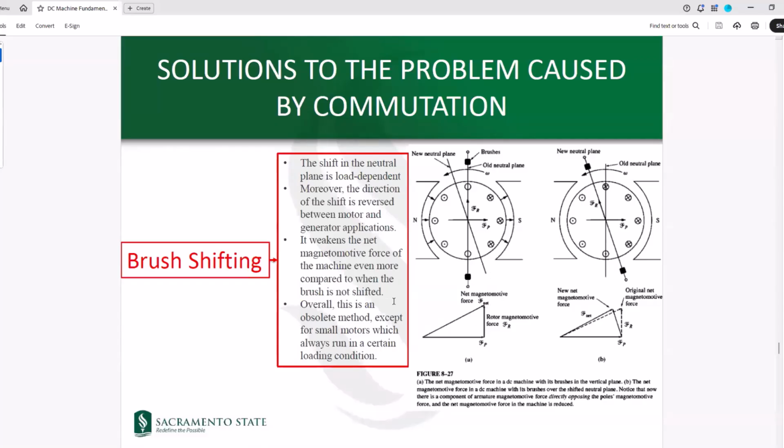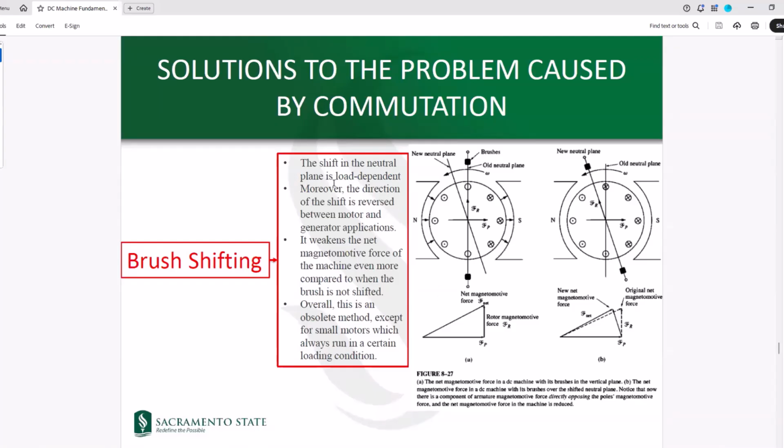However, there are some issues with this brush lift. The first is that how much this neutral plane is shifted depends on the load, because it depends on how much current is inside the armature winding. So it's load dependent. If there is no load in the system, there would be no shifting. The more the load is on the machine, whether in the form of a generator or a motor, the more the neutral plane would shift, depending on how much current is in the armature.